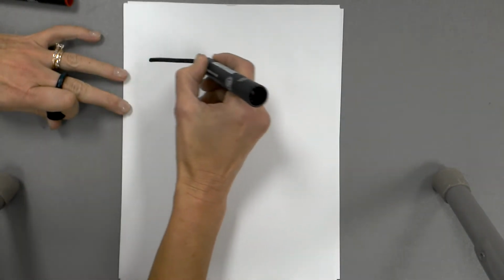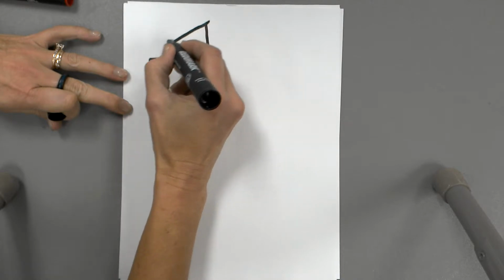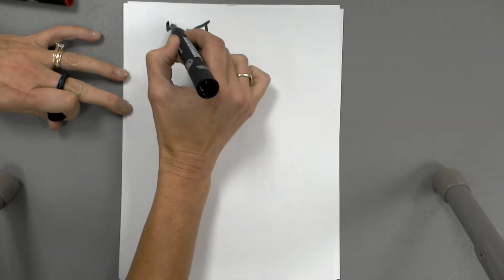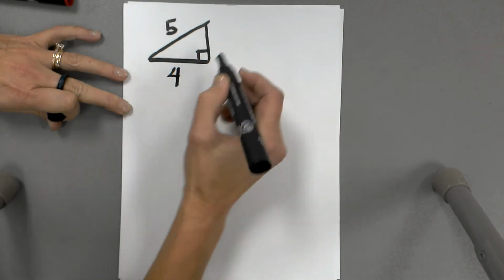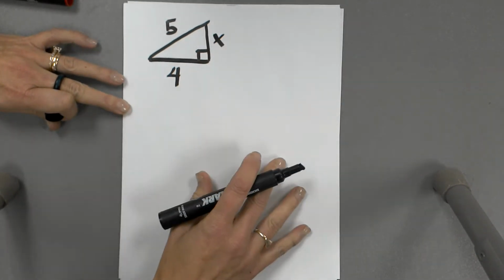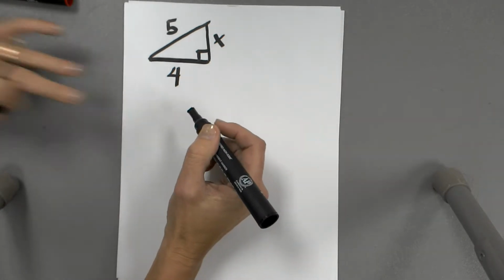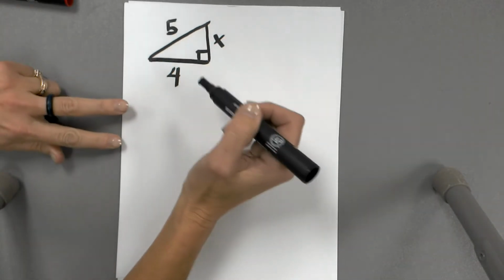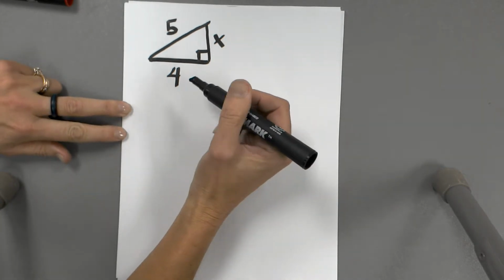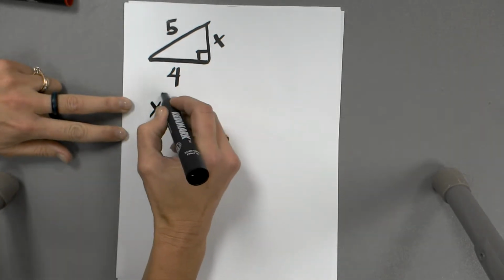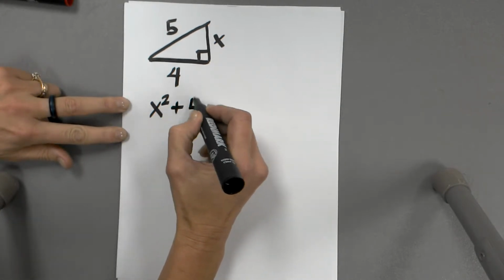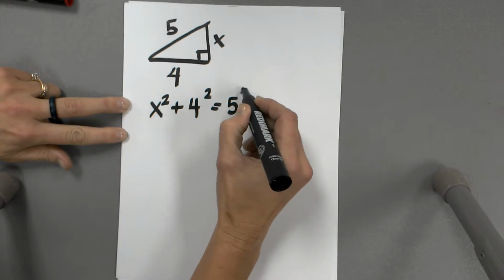So let's look at a quick example or two. So we'll start with the first example. Let's just do the basic one first. Let's say the hypotenuse is 5, and it has one side that has a length of 4, and we want to find the missing side x. So based on the Pythagorean theorem, we know 5 is the hypotenuse, and x and 4 represent the lengths of the legs, and so x squared plus 4 squared has to be equal to 5 squared.